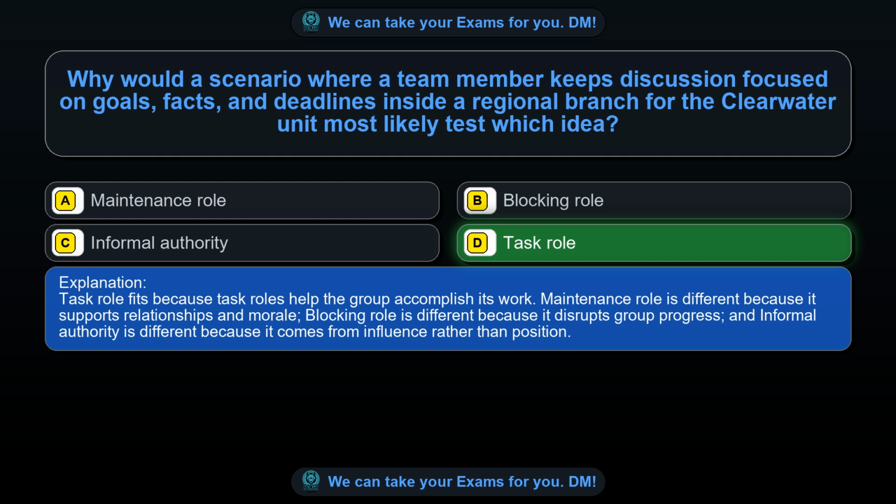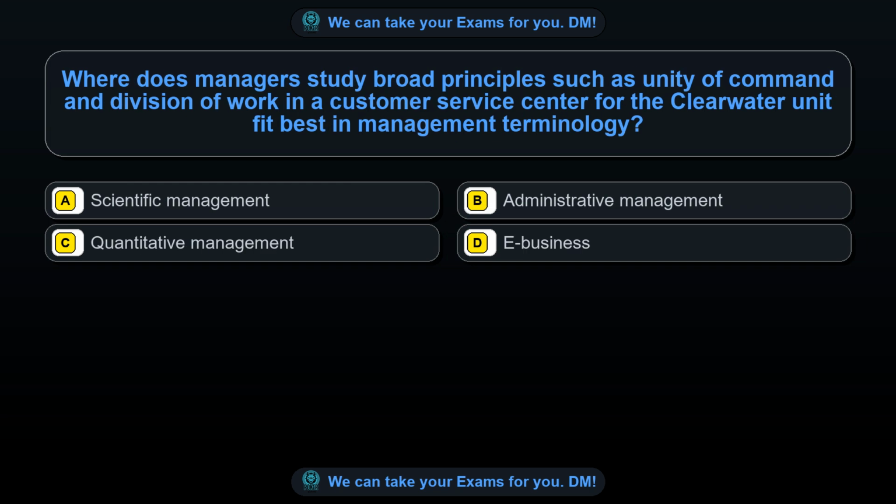Maintenance role is different because it supports relationships and morale. Blocking role is different because it disrupts group progress, and informal authority is different because it comes from influence rather than position. Question 54. Where do managers study broad principles such as unity of command and division of work in a customer service center for the Clearwater unit fit best in management terminology?